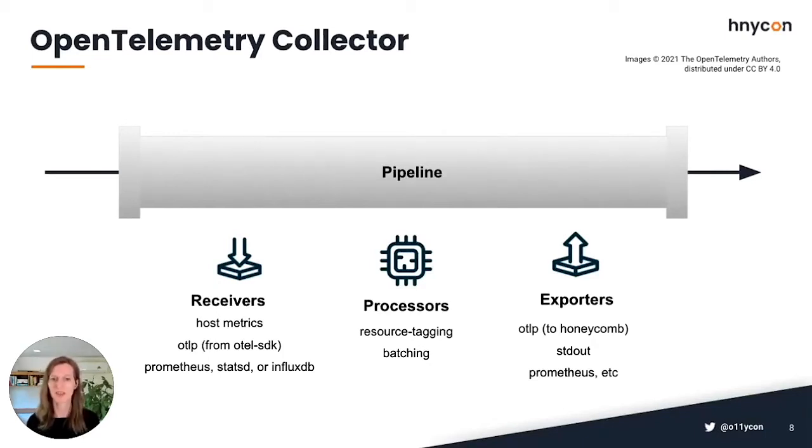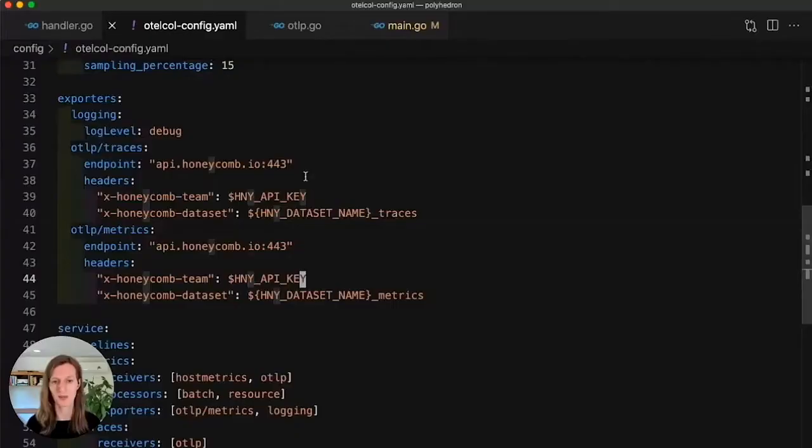There are many exporters, allowing you to send OpenTelemetry metrics on to a variety of endpoints. For the purposes of this demo, I'm sending metrics to Honeycomb, but hopefully you can see how a tool architected this way helps you to avoid vendor lock-in. All of this is configured in a YAML file provided to OpenTelemetry Collector.